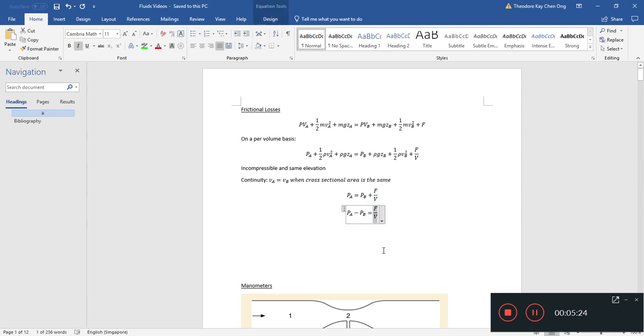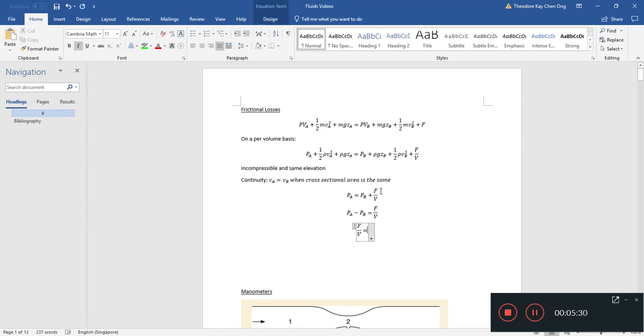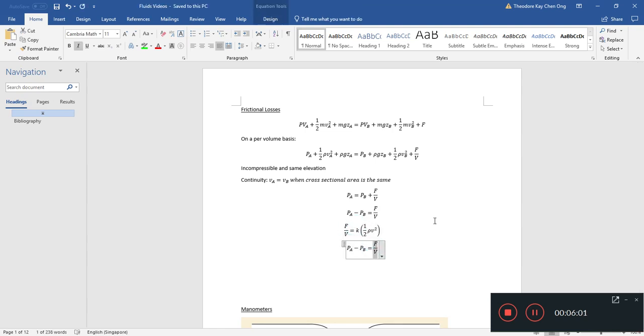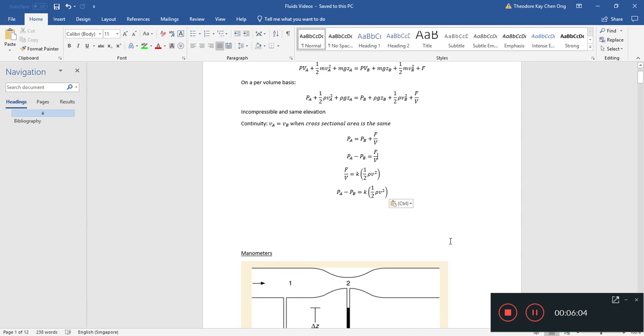And how would people usually write this down? This frictional force term, people like to write as K times half rho V squared. Why do they like to write it in this form? Because it's easy to relate. This K is how many times the kinetic energy is being lost as friction. So people write it in this manner: PA minus PB equals K times half rho V squared.